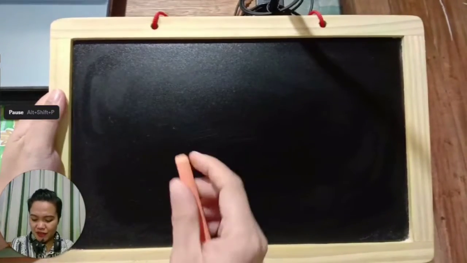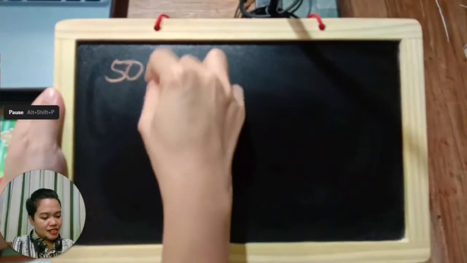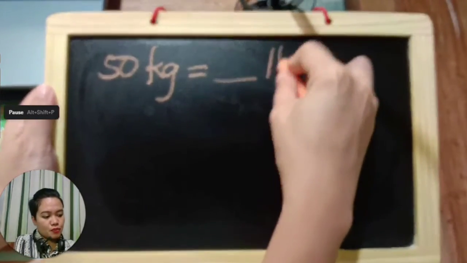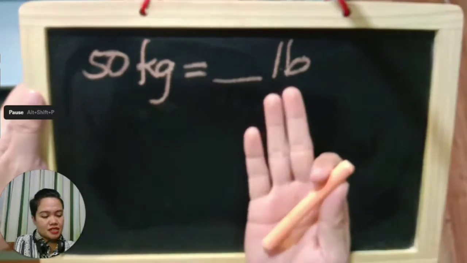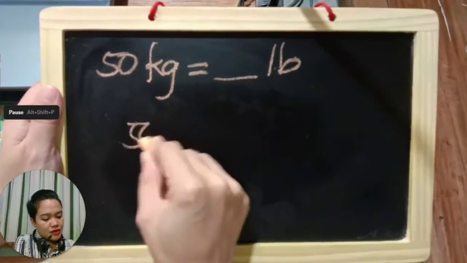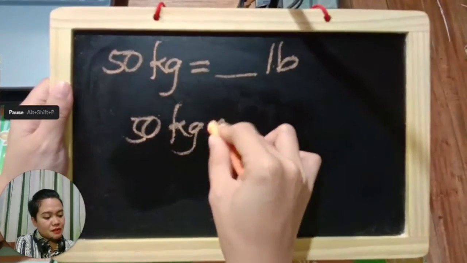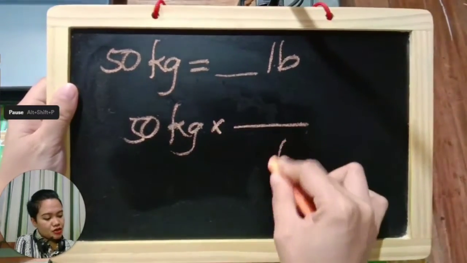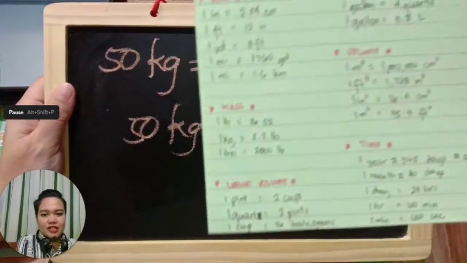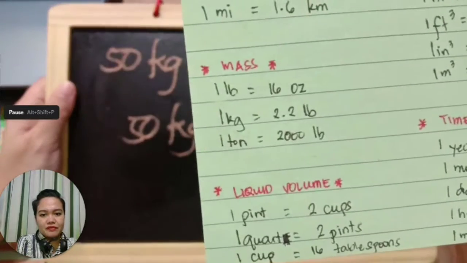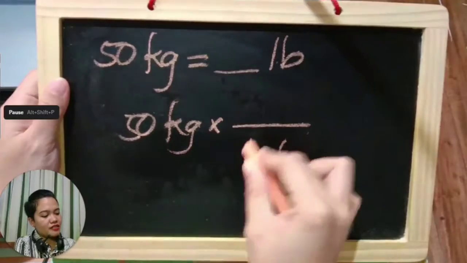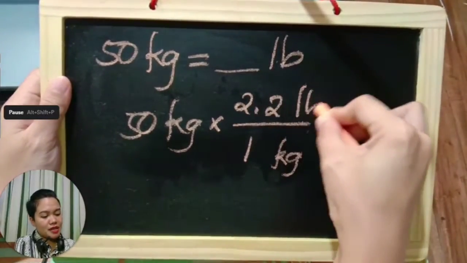Alright, okay, so what if we have 50 kilograms, and that's metric, but you need to convert that to pounds, which is an English unit of measurement. So 50 kilograms to pound, LB. Again, you write the given, which is 50 kilograms, multiply that with the right conversion factor, making sure that your denominator is kilogram. So let's look at our chart, and we have 1 kilogram is equal to 2.2 pounds.